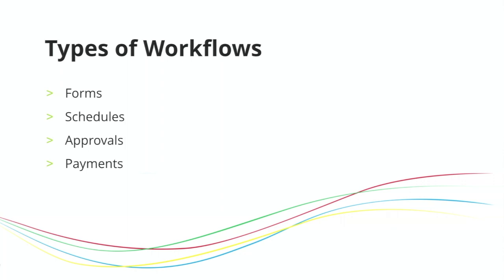So in Creator 5, we have 4 kinds of workflows. We have forms, schedules, approvals and payments. Workflows come in basically two flavors. They're either human triggered or machine triggered.